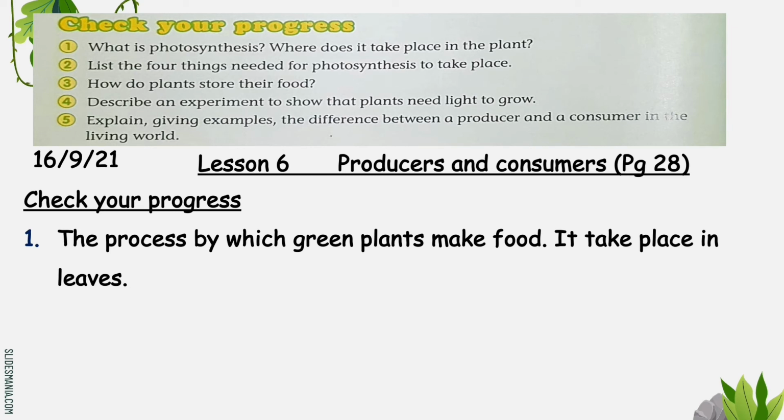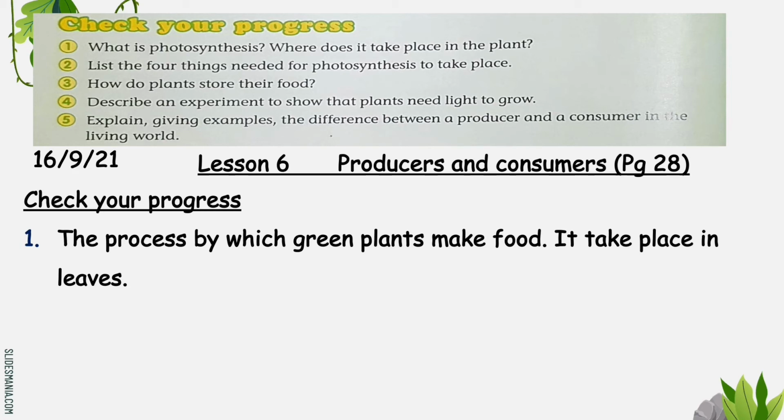This is photosynthesis. And we have another question. Where does it take place? It takes place in the leaves. Okay. Now number 2, they are asking list 4 things needed for photosynthesis. I just told you, what are they? Yes, sunlight, water, carbon dioxide.